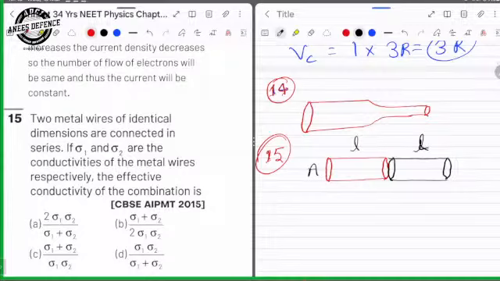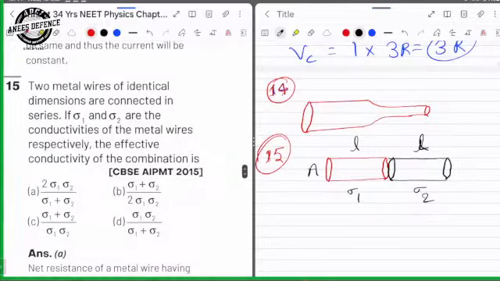Next, if sigma 1 and sigma 2 are the conductivities of the metal wires respectively, means not resistivity, conductivity. So you should remember conductivity is the reciprocal of resistivity. You have conductivity given, right? So sigma 1 and sigma 2 are conductivities, and resistivity is the inverse of conductivity. Okay. So what they are asking is the effective conductivity of the combination.